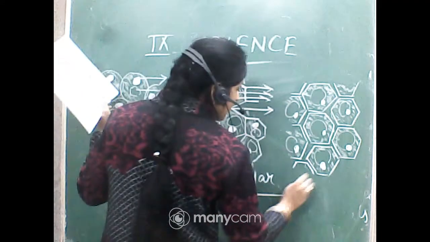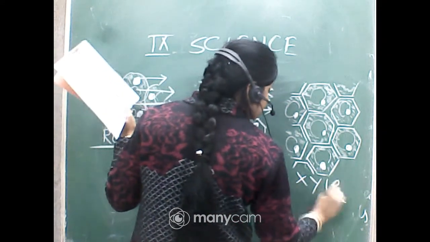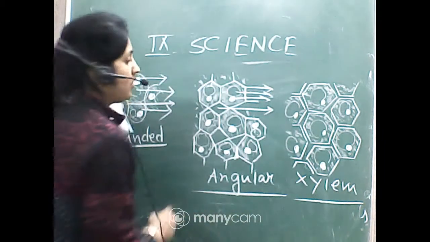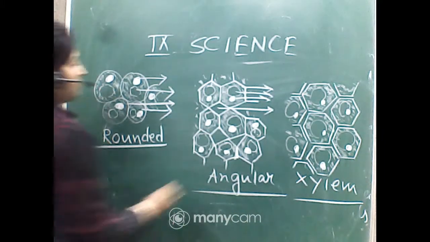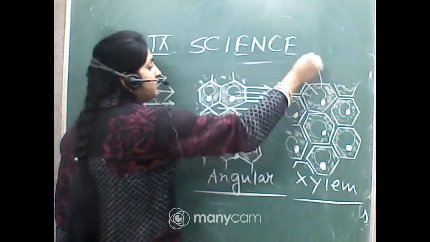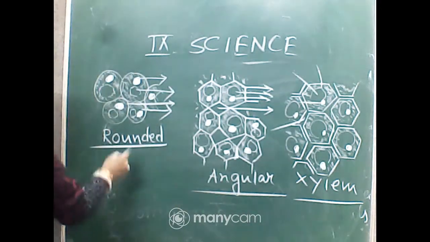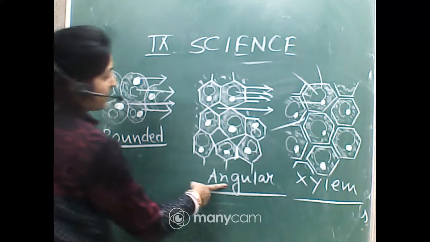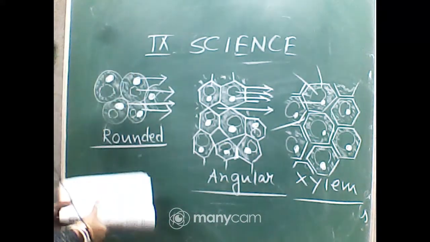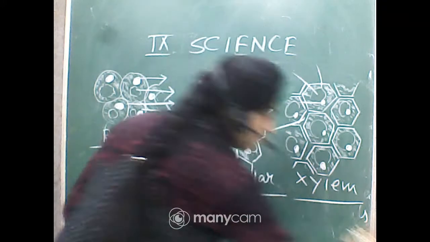That one is xylem parenchyma. All have the same labels: vacuole, cytoplasm, nucleus, intercellular spaces. Different names: first one rounded, second one angular, the third one xylem parenchyma.